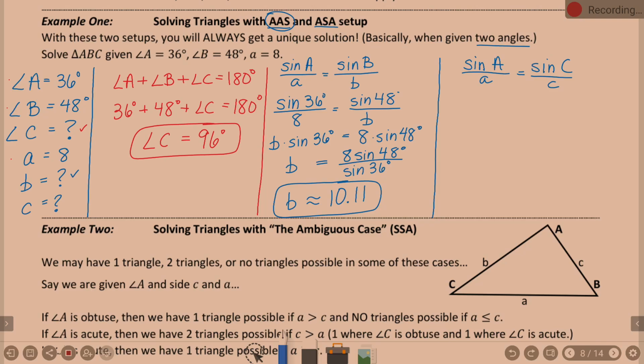Okay, so again, it is still sine of 36 degrees divided by 8, equals sine of, what is C? 96 degrees divided by side C. Cross products again, or whatever method you use. I'll show my method. Make sure you meet me in the end with your correct answer.